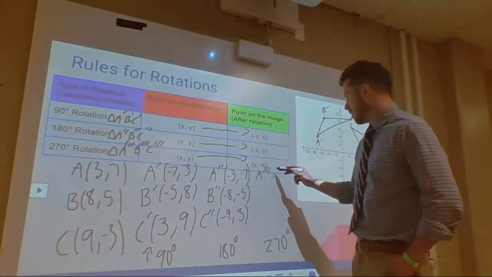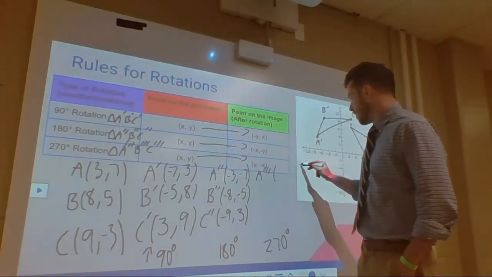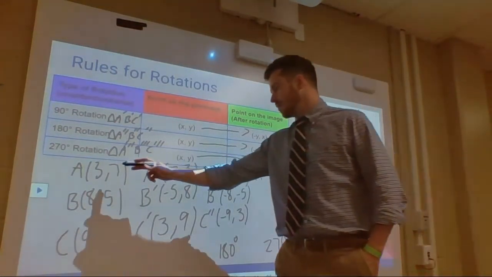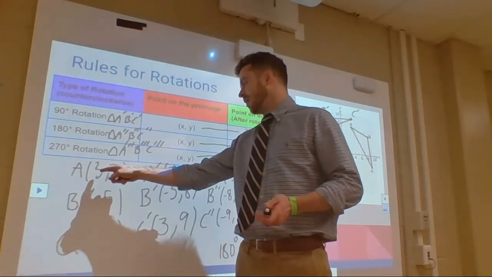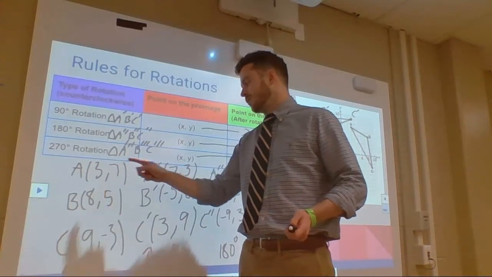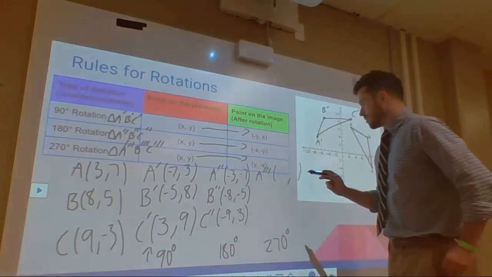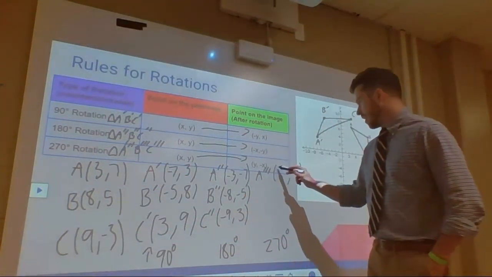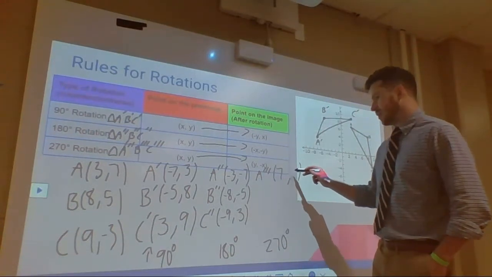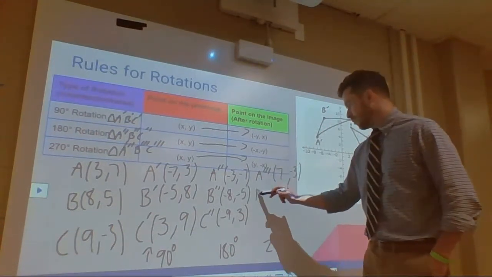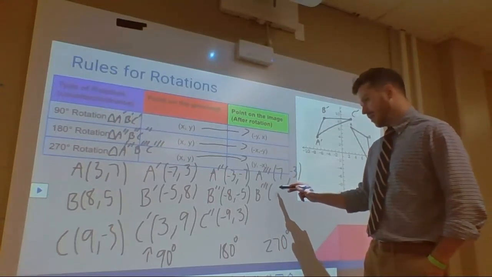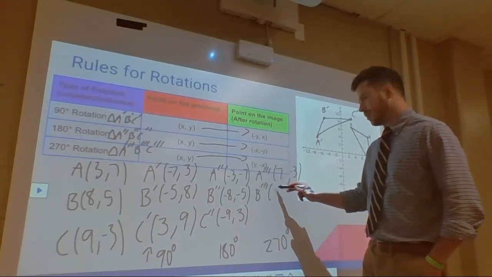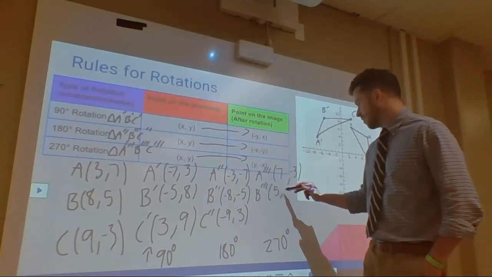All right, so let's see. We're going to look back at our original points again. So looking at A, we're going to have a swap, and then the 3, which is in the x spot, is going to move into the y and become opposite. So we're going to have 7, then negative 3. B triple prime becomes, let's see, we're going to have a swap, and then, so 5, negative 8.